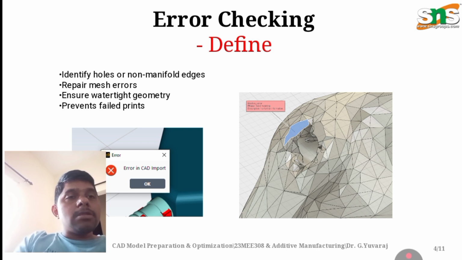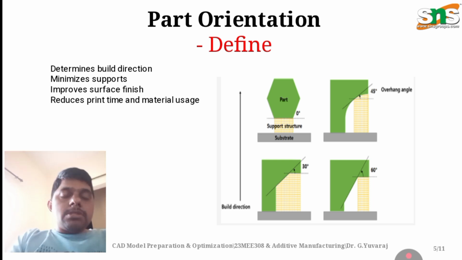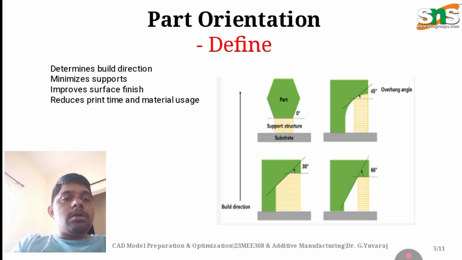The same concept has been repeated while doing the component design and when doing the error checking. Okay, and part orientation. Generally in the part orientation, if you're going to draw the diagram, with respect to the support structure, it keeps on varying.